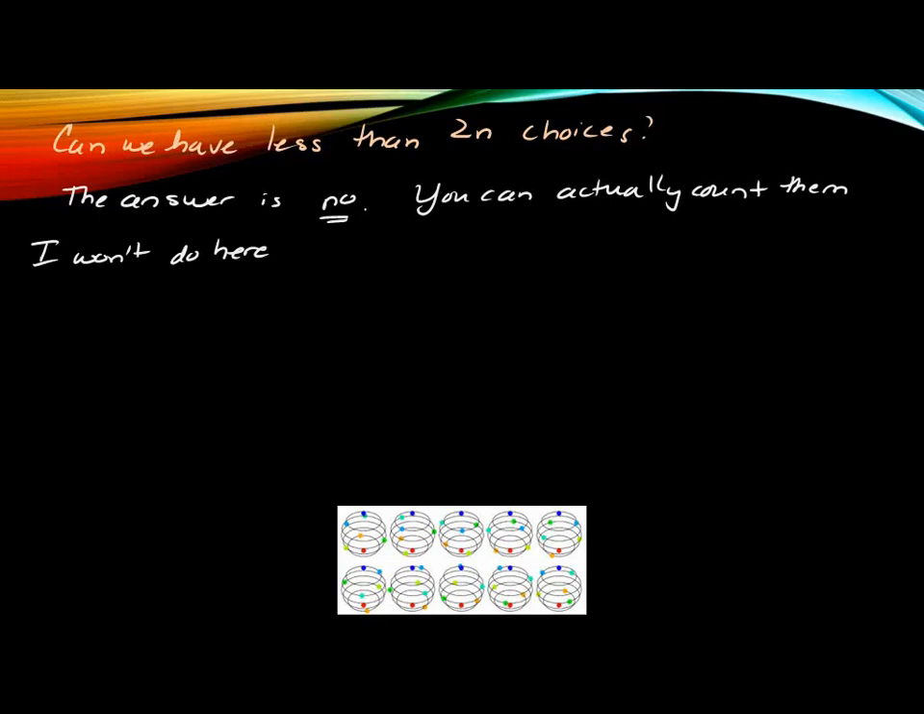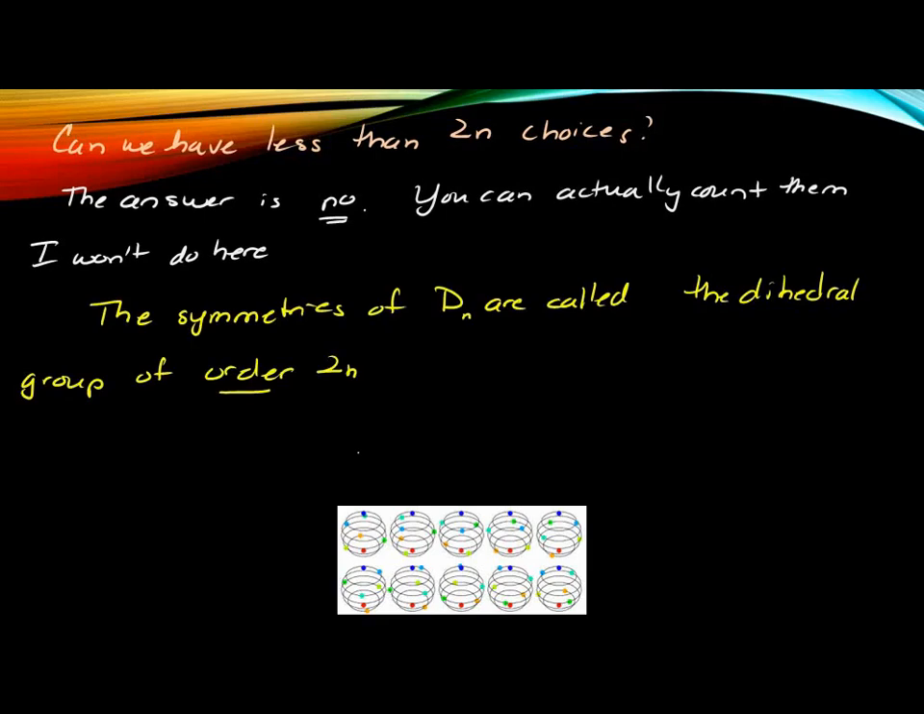So can we have less than 2n? Did something ever fall short? We know at most we can have 2n by this argument of how many possibilities could there be where 1 gets sent to, how many possibilities could there be where 2 gets sent to, and multiplying them together gives you 2n. Can there be anything less than 2n? Well, the answer is no. And you can actually count them and show that you get exactly 2n. I'm not going to do that here. But the hatred is specifically going to be 2n.